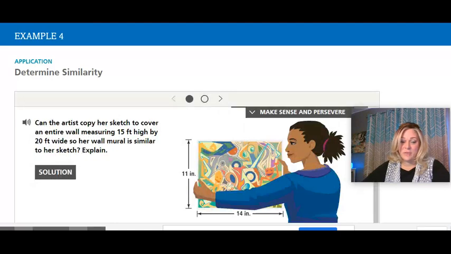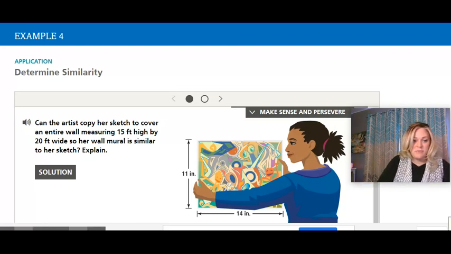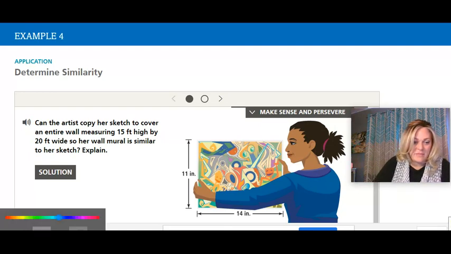Now you're going to determine what's happening with an application problem. Can the artist copy her sketch to cover an entire wall covering 15 feet high by 20 feet wide? So her wall mural is similar. If you had this drawing, this sketch, and you want to make it a mural, will it fit? So let's do some math here. And there's a couple different ways. In fact, I think the book does it a different way, but I'm going to show you.